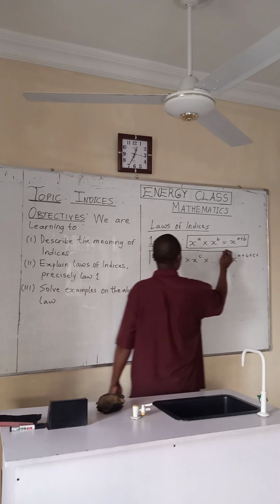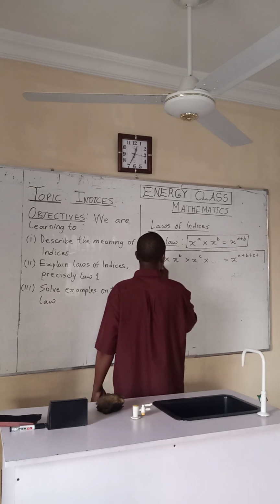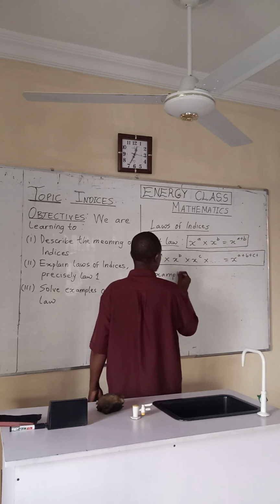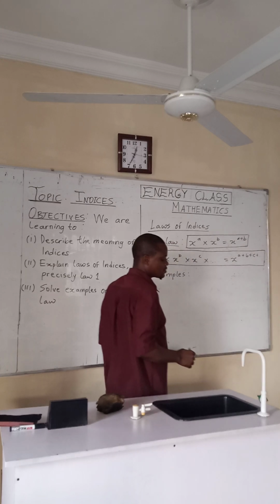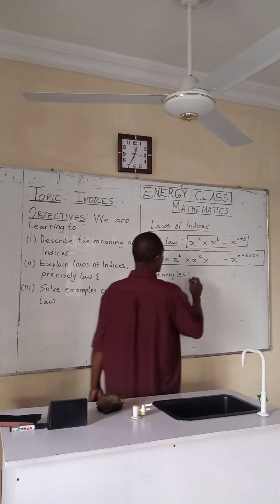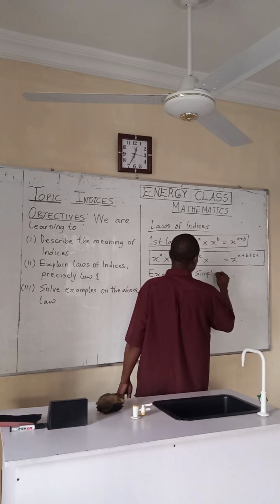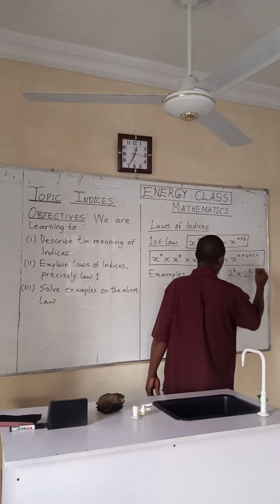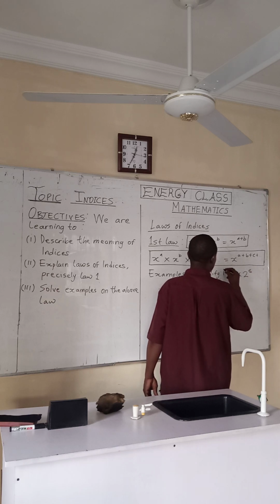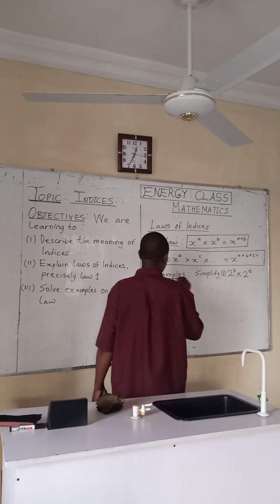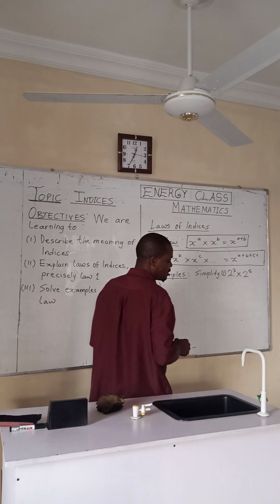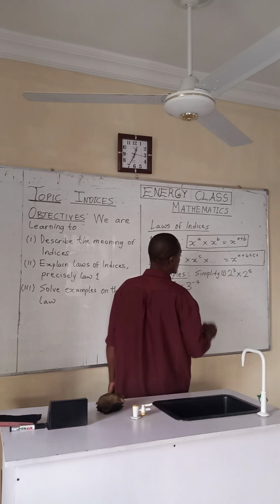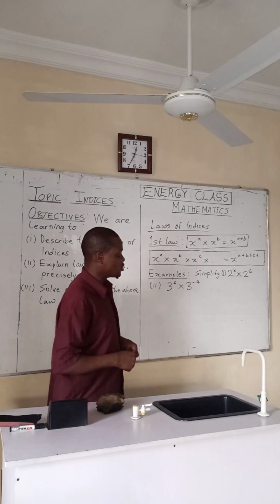So, meaning that we can have more of these index figures being multiplied together. Examples. Let's say, for instance, in an example like, simplify 2 raised to power 3 times 2 raised to power 5. So let's have this to be the first example. If you have another one, example 2, let's have 3 raised to power 6 times 3 raised to power minus 4. And in that, how can we solve this?